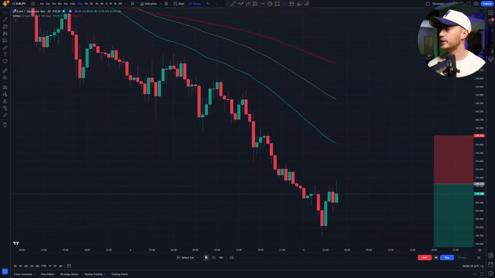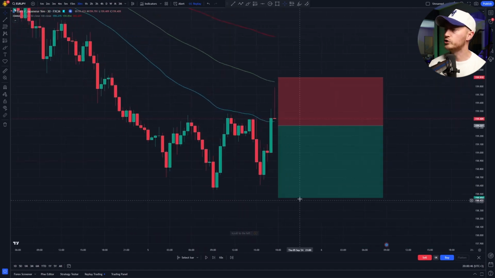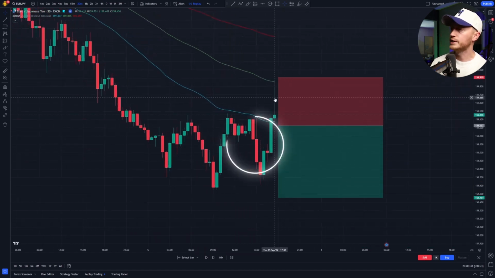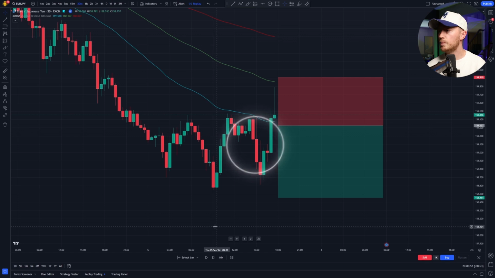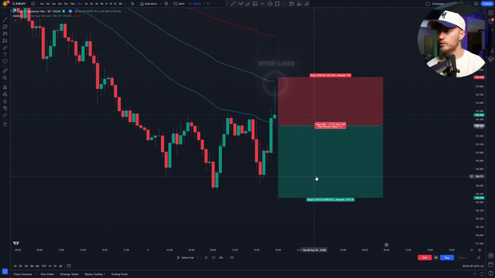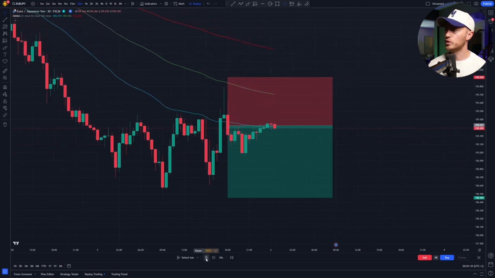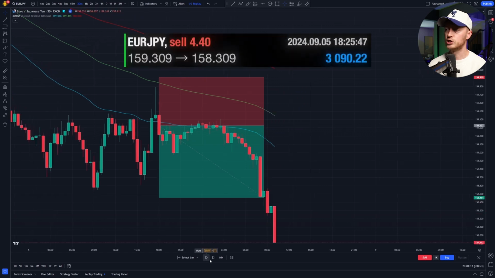This downtrend was happening on all the Japanese pairs, and I was just waiting for the price to pull back. You could see I get my pullback right here. In terms of take profit and stop loss, I put my stop loss right above the middle band right there, and then my take profit, I just want 1.5. On this one, this is 87 pips. You could see here we enter the trade, price pushes down and smashes the take profit.